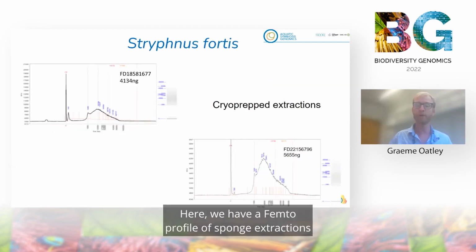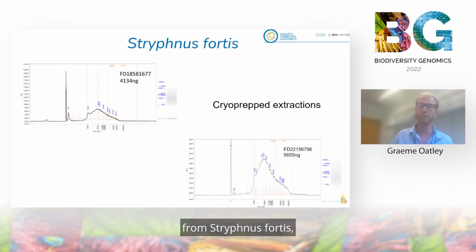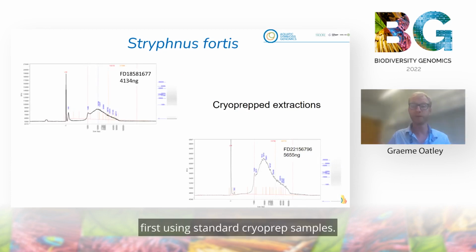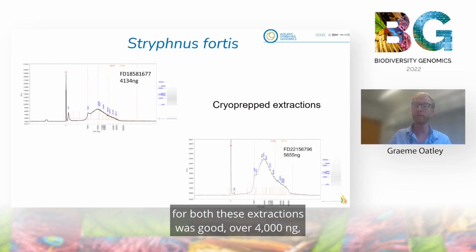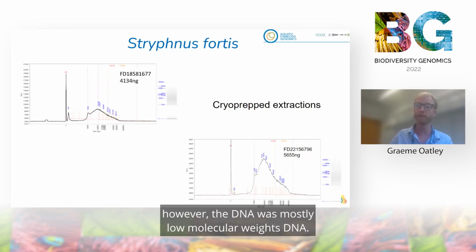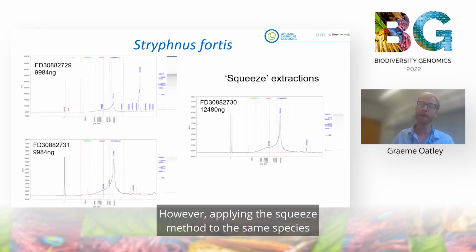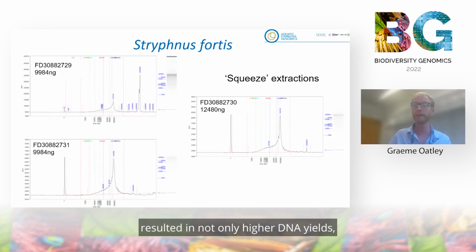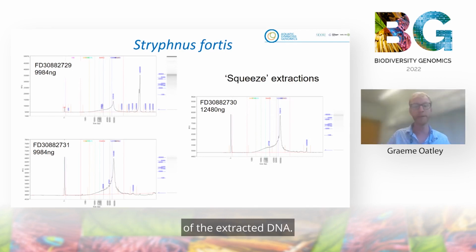Here we have a Femto profile of sponge extractions from Strypnis fortis, first using standard cryoprep samples. As you can see from that, the yield for both these extractions was good, over 4,000 nanograms. However, the DNA was mostly low molecular weight DNA. However, applying the squeeze method to the same species resulted in not only higher DNA yields, but also greatly improved the quality of the extracted DNA.